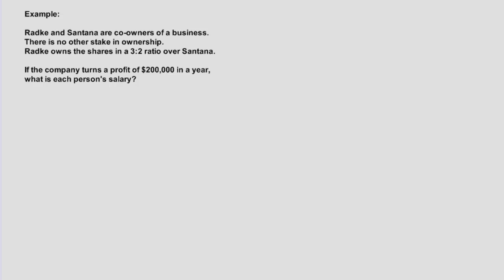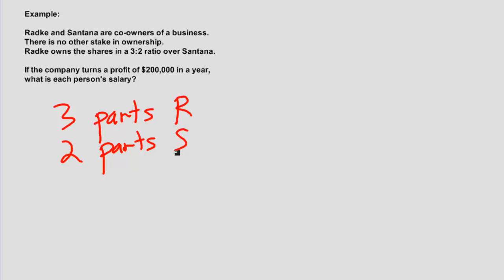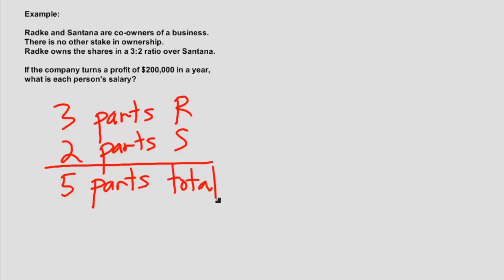But what this problem is saying is that, kind of in between the lines, there's three parts of this business that's Radke, we all see that, and there's two parts of this business that's Santana's responsibility, for good or bad, better or worse. But the important part that gets overlooked a lot in these partitioning problems is that there are 5 parts total. That is a key ingredient in this entree. Because what that does is it allows us to write a proportion based on Radke's part out of a total.